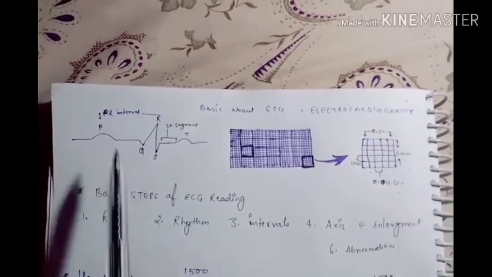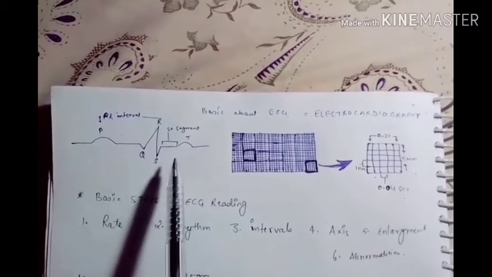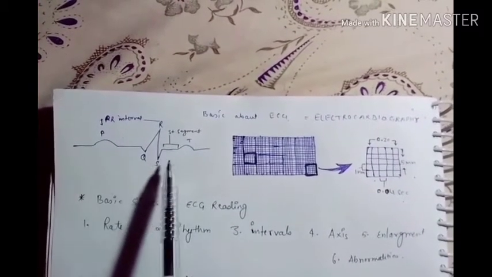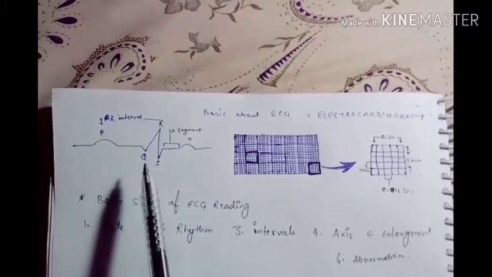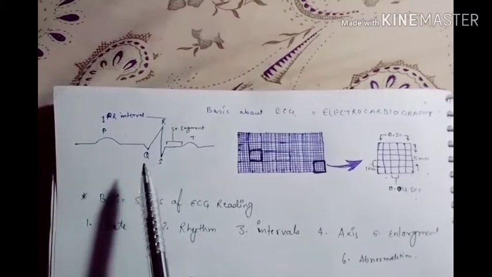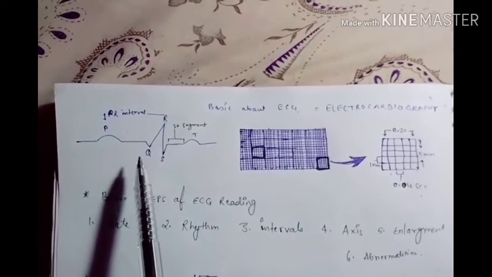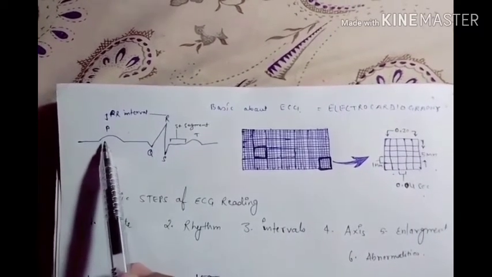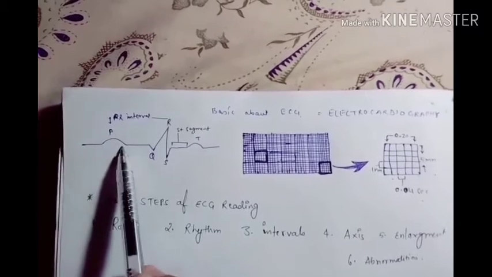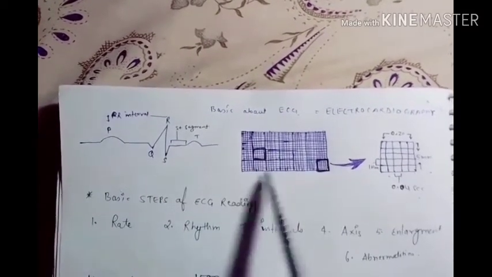So first we see here there are the P, Q, R, S, T intervals. As we know, in ECG we see how the heart is working, and during the movement of the heart, there will be signs on the ECG strip. There will be waves: P wave, Q wave, R, S and T.